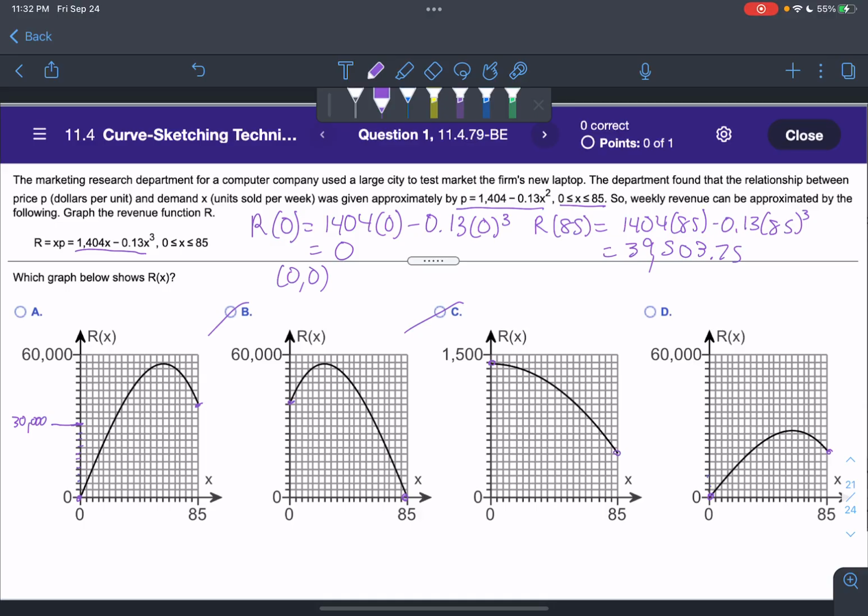1, 2, 3, 4, 5, 6, 7, 8, 9, 10. And again here, this is 30,000. So notice how this endpoint, this right endpoint where x is 85, it's below 30,000. So there's no way that D is the right graph, because here it looks like my right endpoint is above 30,000. And it's probably right at 39 if each of these are 3,000. So A is our graph here.